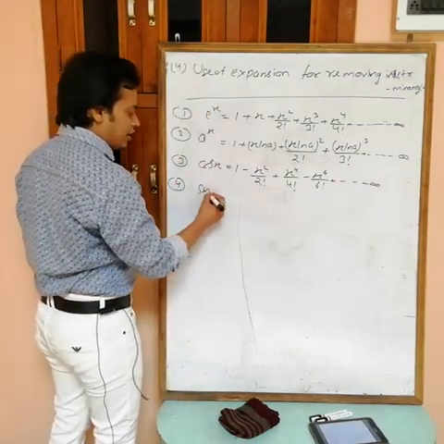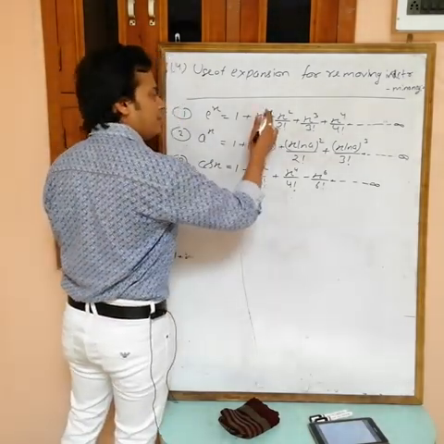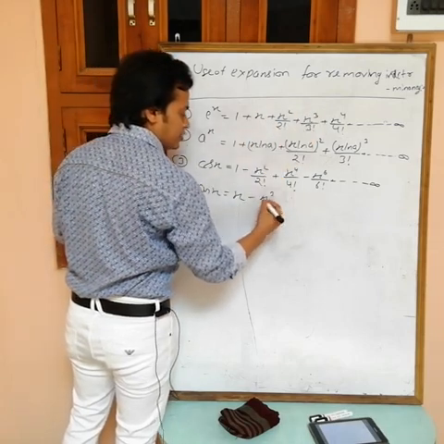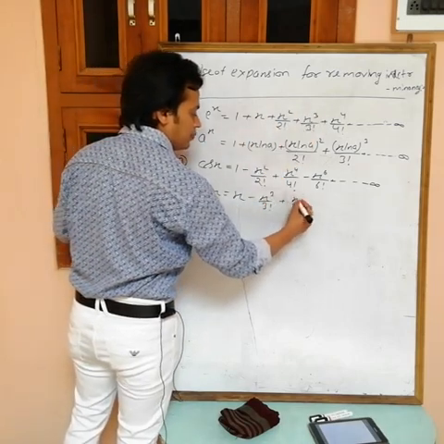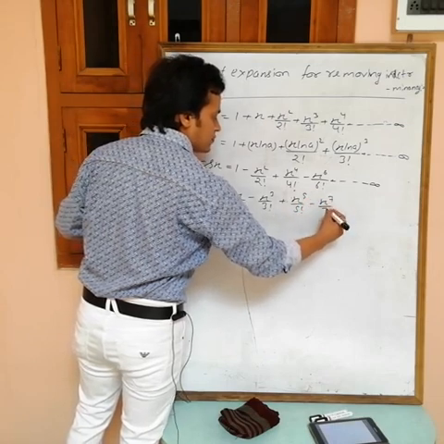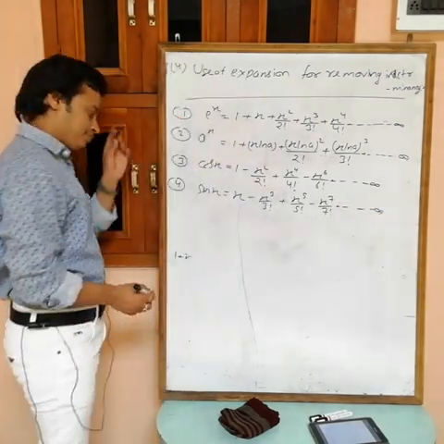Now sin x, again alternate terms with alternate sign: x minus x cube by 3 factorial plus x power 5 by 5 factorial minus x power 7 by 7 factorial. Directly remember these.